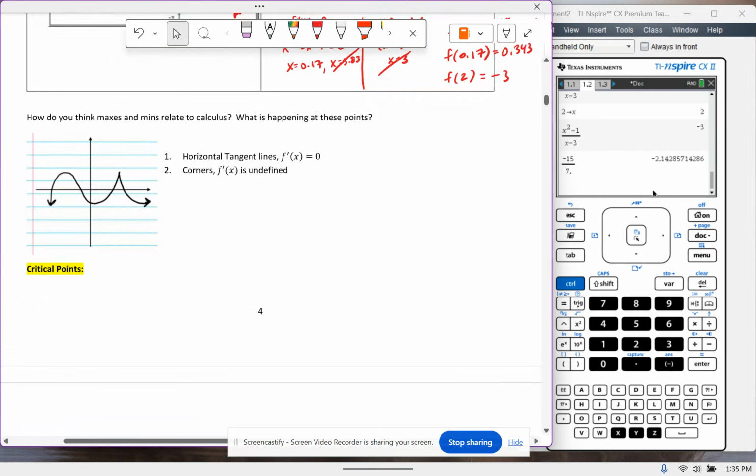Let's go to the next one. It says, how do you think maxes and mins relate to calculus? What is happening at these points? Well, horizontal tangent lines happen when the derivative is equal to 0. These are what are traditionally thought of as your maxes and mins, right?